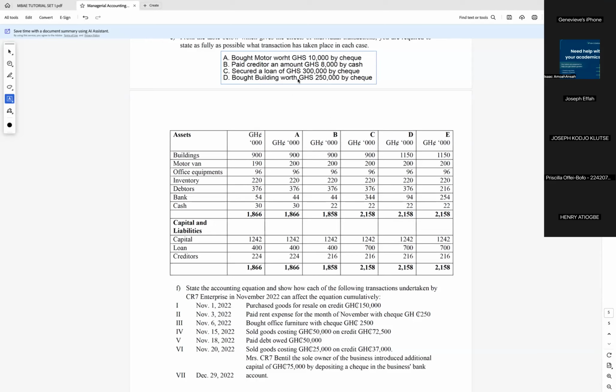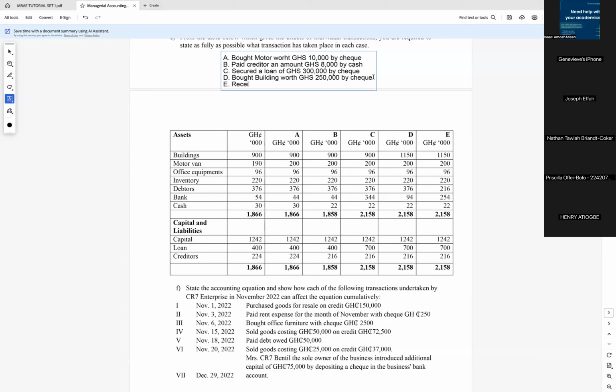Okay, so those transactions, we actually received 140,000 from debtors. 140,000 was received from our debtors. Our bank increases by 140, or 160, sorry. 160. And then our debtors reduces by 160. Okay. So come again with what you said so that I'll write it for you.